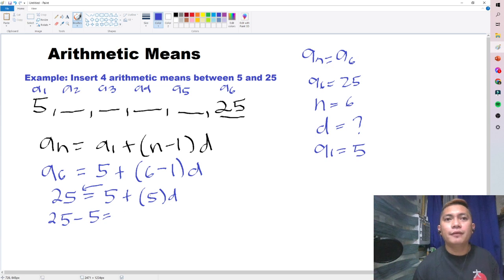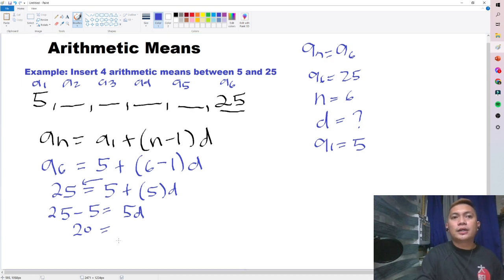Okay, then followed by 5 times d, or simply 5d. Okay, and then next, that is 25 minus 5 is equal to 20, is equal to, angat natin konti. Okay, wait lang, angat lang natin.